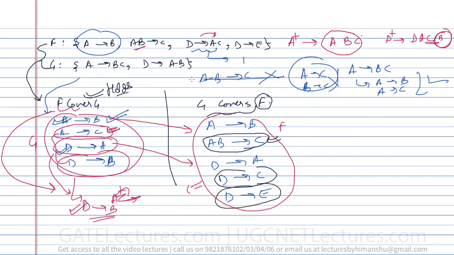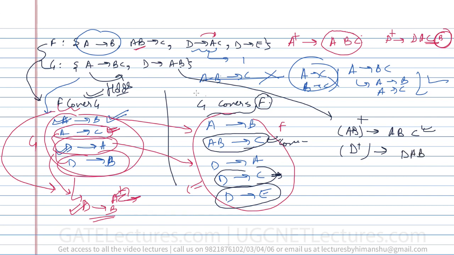So if you take AB closure in G, let us see if we can get C or not. With the help of A, B, we can identify C, right? So C is already present, so this is also covered. Now let us see this one. That means, if you take D closure in G, can you get C or not? If you take D closure, you can see we get D, A, B, and with the help of A, you can get C. Therefore, this is also covered.